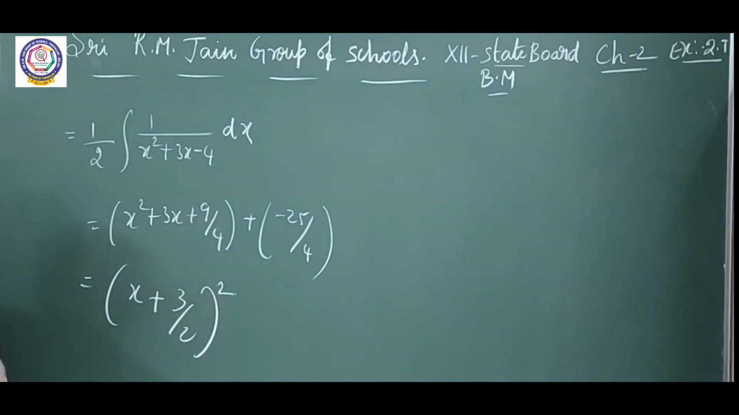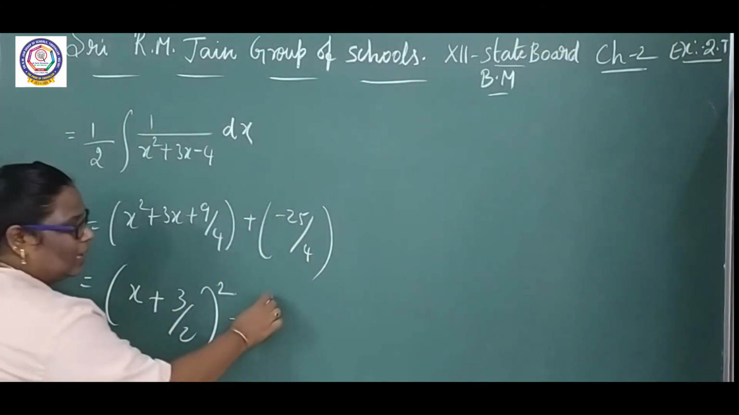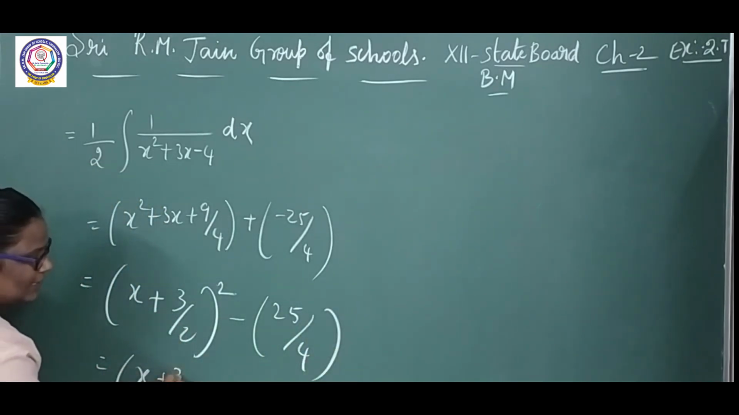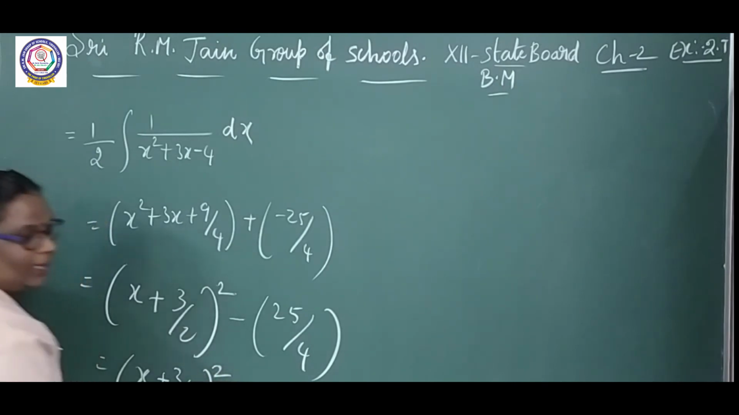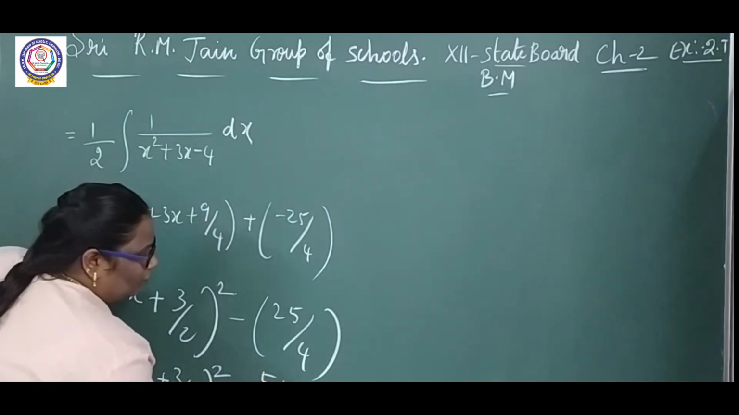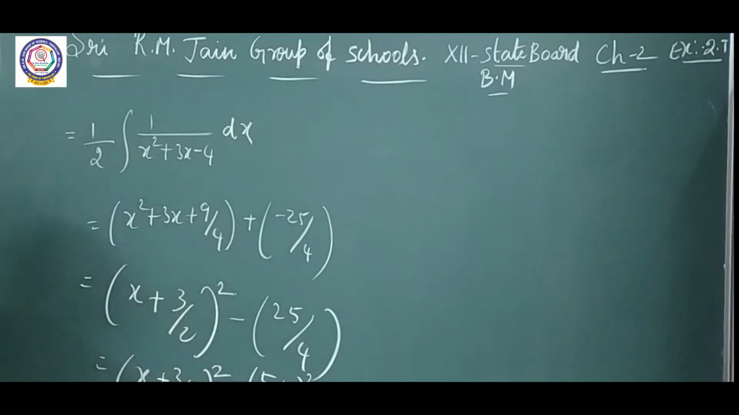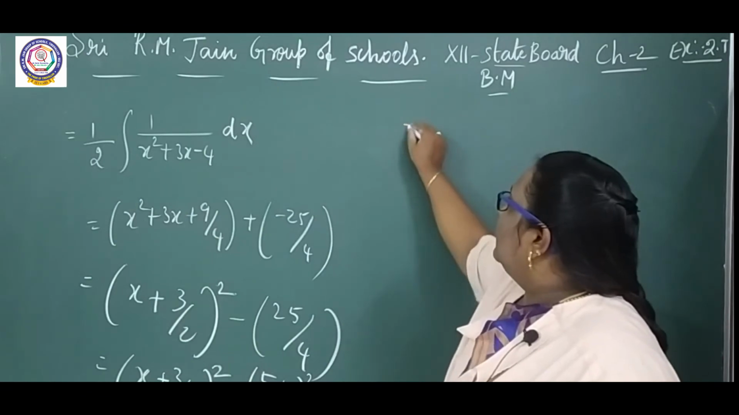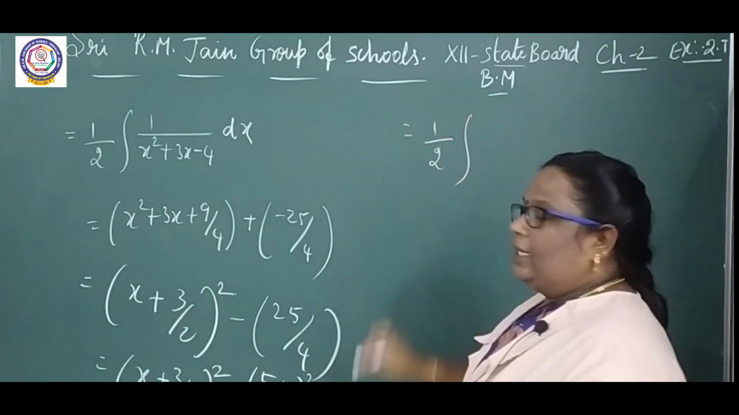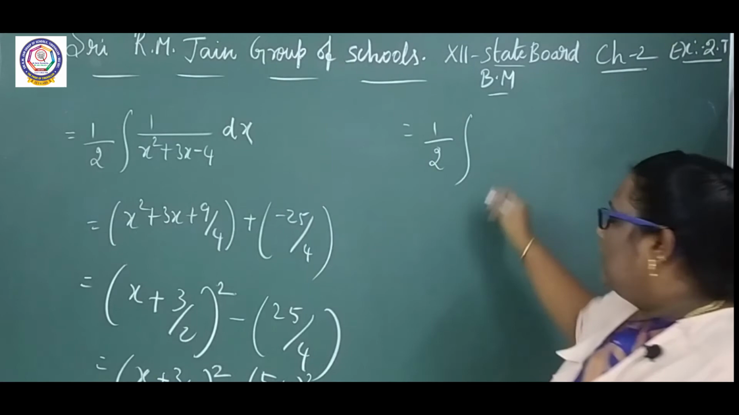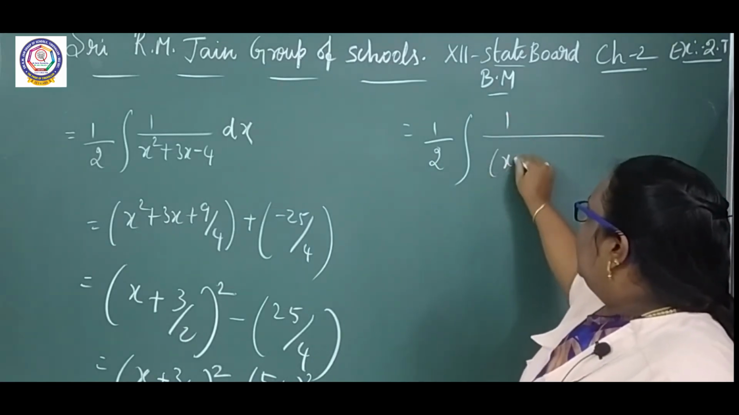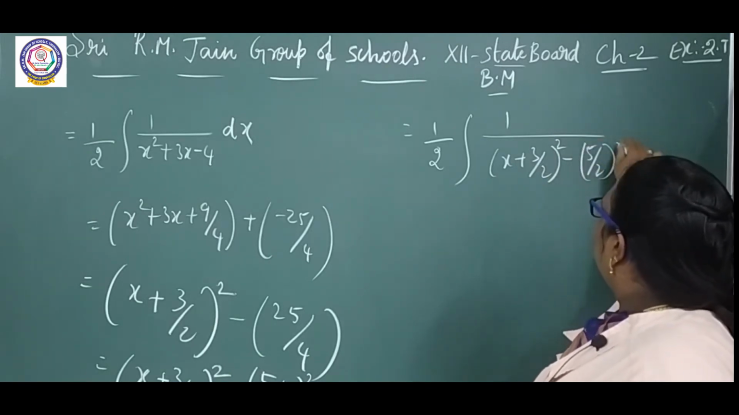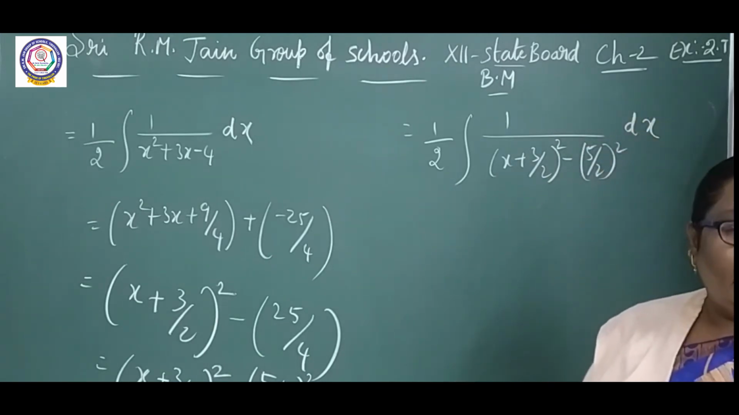3 by 2 the whole square, plus into minus, you bring it minus out, 25 by 4. So it gives x plus 3 by 2 the whole square minus 5 by 2 the whole square. 5 square is 25 and 2 square is 4. So it gives 1 by 2 integrate 1 by x plus 3 by 2 the whole square minus 5 by 2 the whole square into dx.